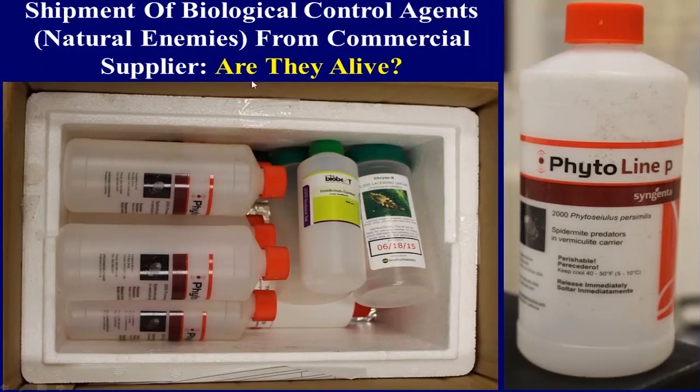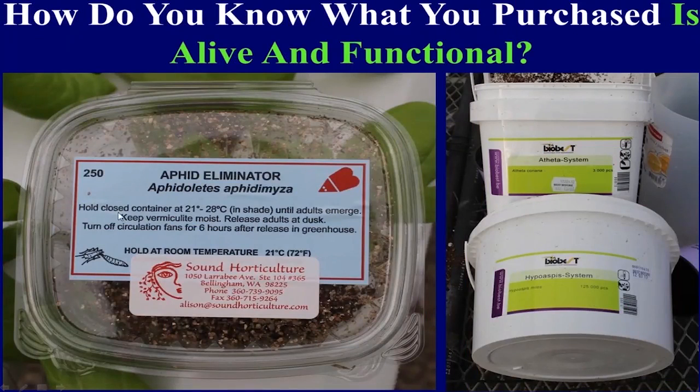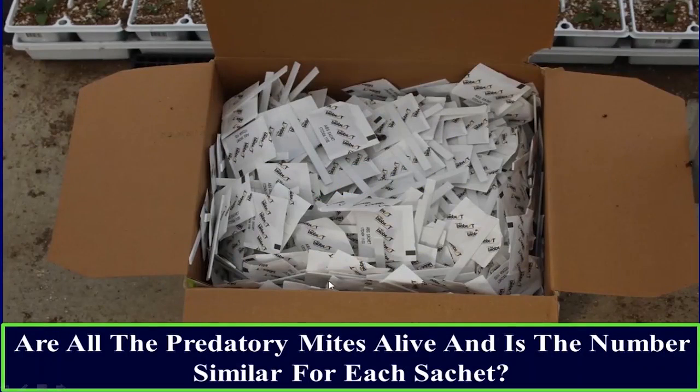You need to make sure, are they alive when you receive them? Here's a container with styrofoam, and you should also have peanuts or newspaper so they don't get jostled during the shipping process. Again, when you get your biocontrols, are they alive and are they functional? For example, you get a box of these predatory mites in sachets. How do you know that all the sachets contain the same number of predatory mites?